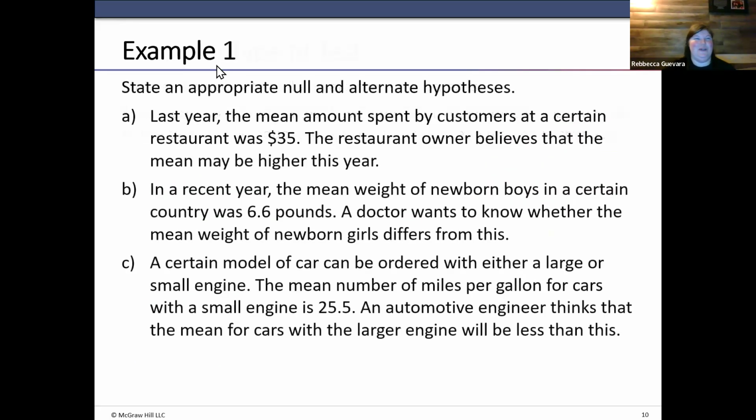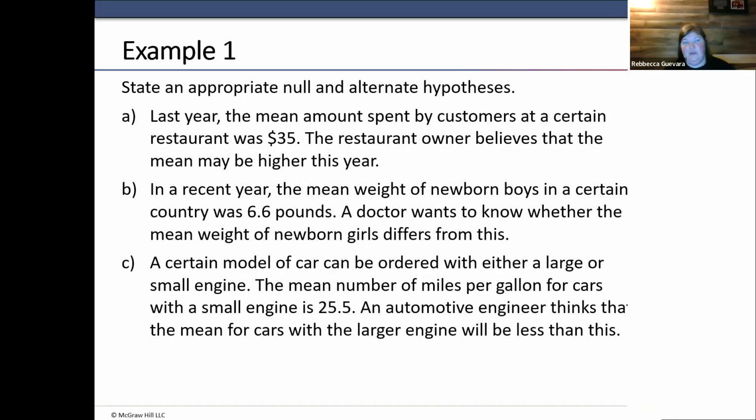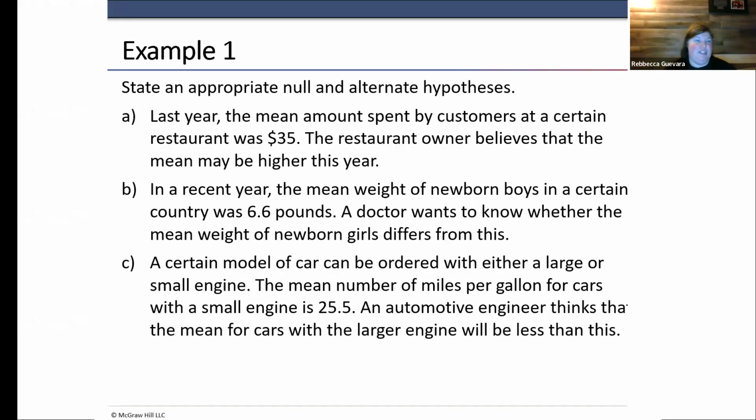So let's go through this one more time. We're going to state the appropriate null and alternative hypothesis for each one of these cases. So we have our first case. Let me draw a picture on the other side too.